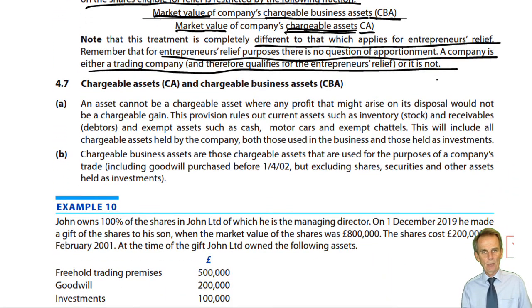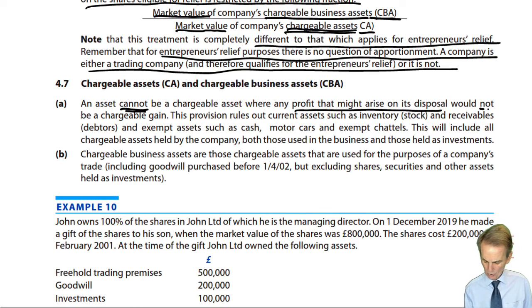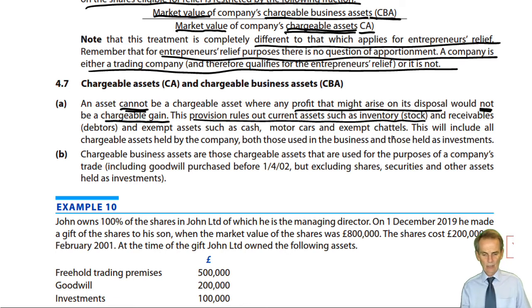What are these chargeable assets and chargeable business assets? Now, an asset cannot be a chargeable asset where any profit that might arise on its disposal would not be a chargeable gain. This provision therefore rules out current assets such as inventory. When you dispose of inventory, that's a trading asset. So any disposal at above or below cost is a trading profit or trading loss. It's a trading asset. It's not a capital asset. So that's out. Receivables, clearly, therefore, also not going to be a chargeable asset.